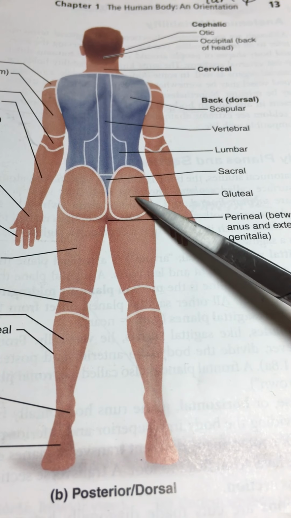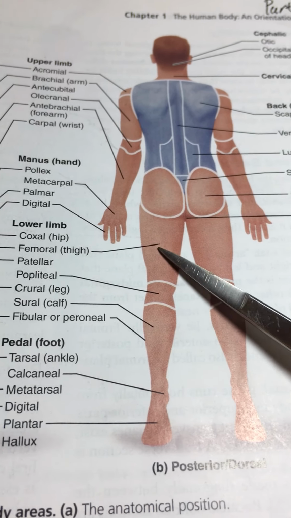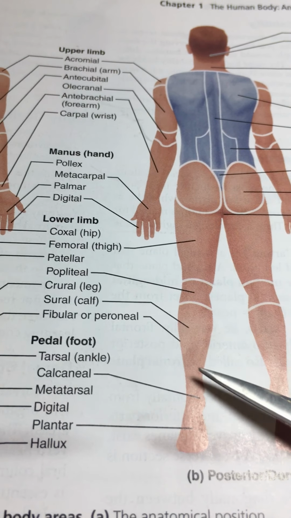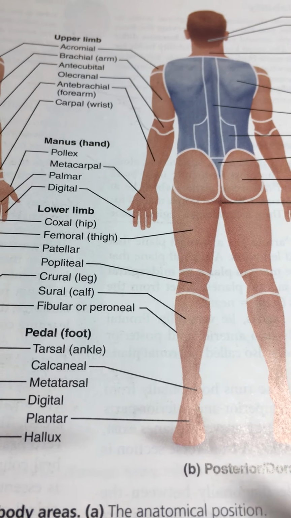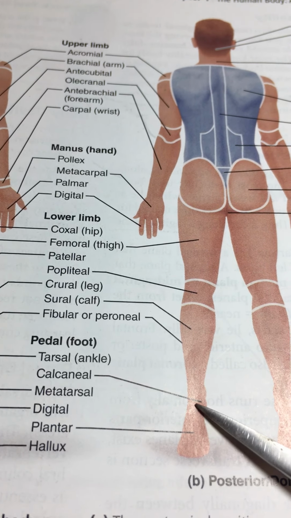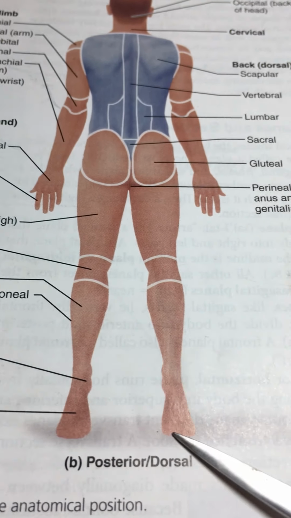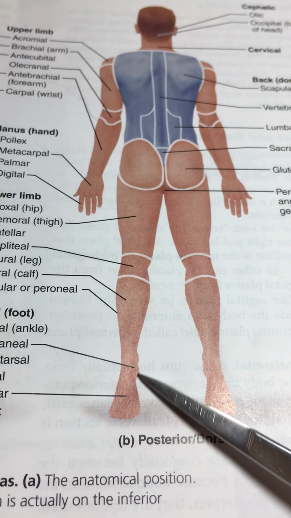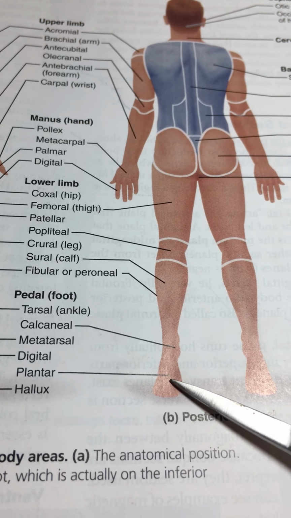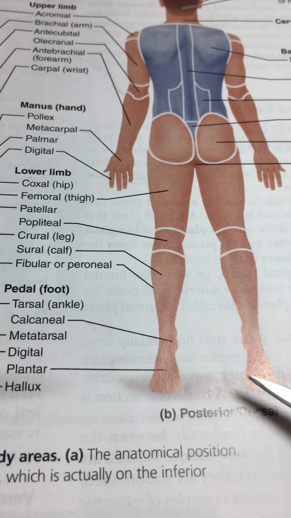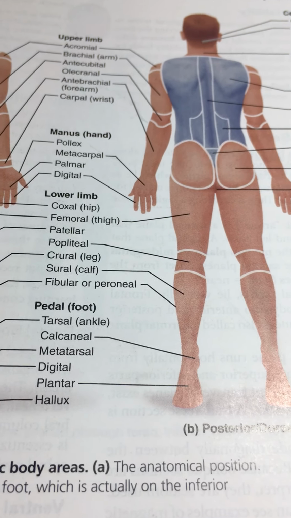We have the gluteal region here. We have the, this is a femoral aspect. This is the leg here. Sural is the back of the calf. We have a calcaneal tendon rather than an Achilles tendon, which allows us to bring our toes in a downward position. And here we're demonstrating the plantar surface, which is the sole of the foot.